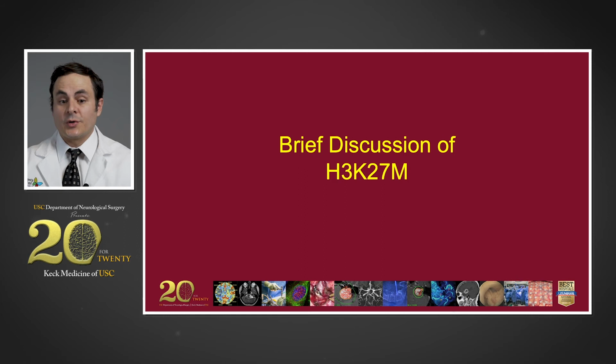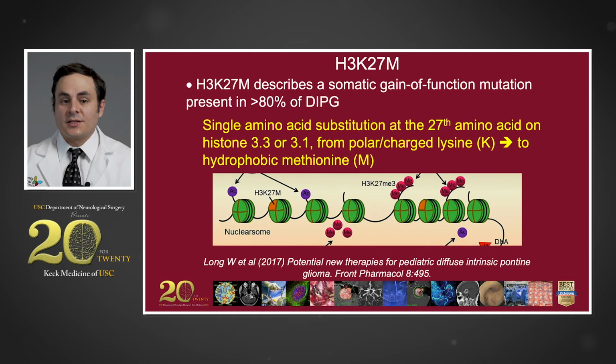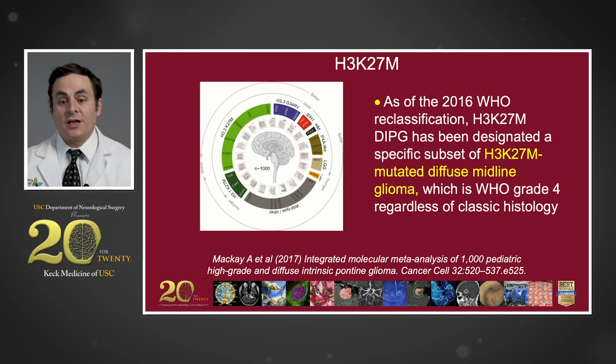The H3K27M mutation is a somatic gain-of-function mutation present in more than 80% of DIPG. It's a single amino acid substitution that occurs at the 27th amino acid on histone 3.3 or 3.1, from a polar or charged lysine, which is K, to a hydrophobic methionine, M. As of the 2016 WHO reclassification, H3K27M DIPG has been designated a specific subset of overall diffuse midline glioma, or H3K27M mutated diffuse midline glioma, which is WHO grade 4 regardless of histology.